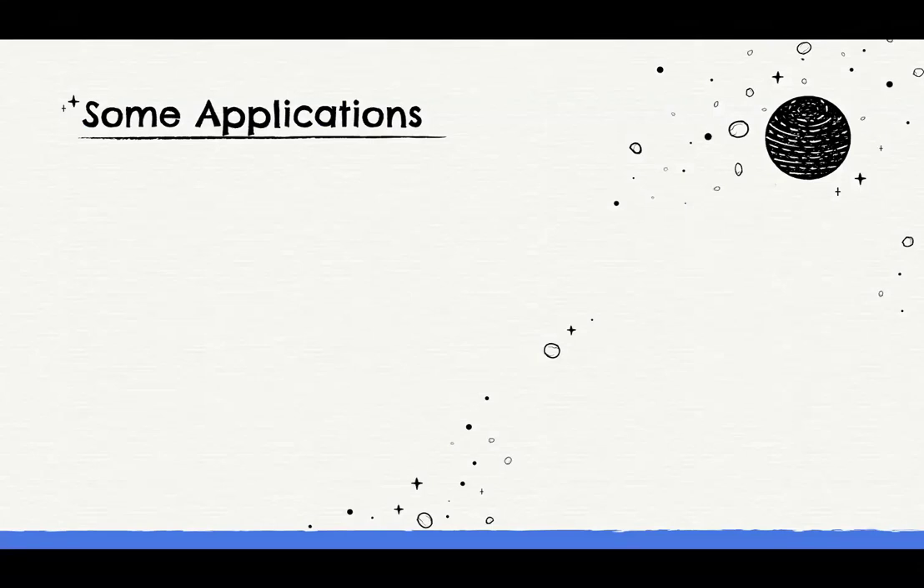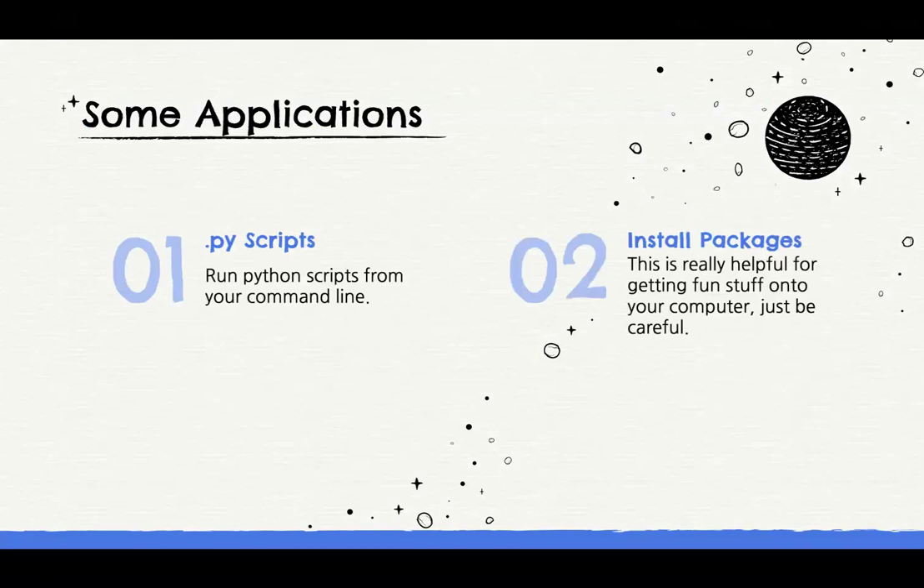So let's start talking about some applications for the command line. This is basically a table of contents, as we talked about in Monday's lecture. You have Python scripts, which will have the ending .py. You can run your Python scripts from your command line, which can be really helpful in certain situations. We're going to talk about installing packages, which you should have done before Wednesday, or if you have not caught up yet, then I'll go through it right now or in this lecture.